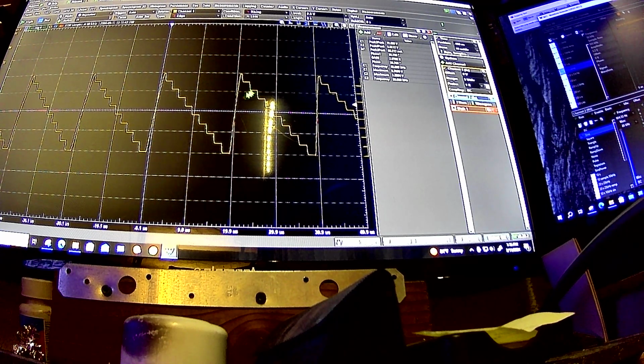Now, of course, in a real DAC, since the slew rate is one of the big limiting factors here, not the only one, but one of the biggest, basically all these sharp transitions are happening at the same speed.